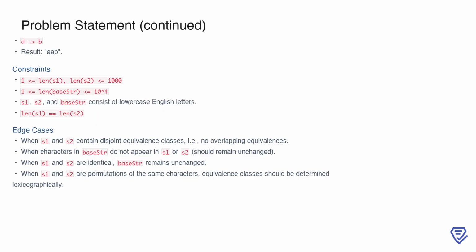Additionally, if S1 and S2 are identical, baseStr will remain the same. Finally, if S1 and S2 are permutations of each other, the equivalence groups should still be formed based on the lexicographical order of characters. These constraints and edge cases ensure the problem is well defined and solvable within the input limits.